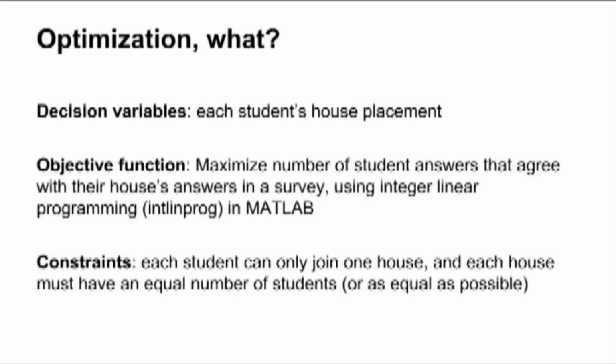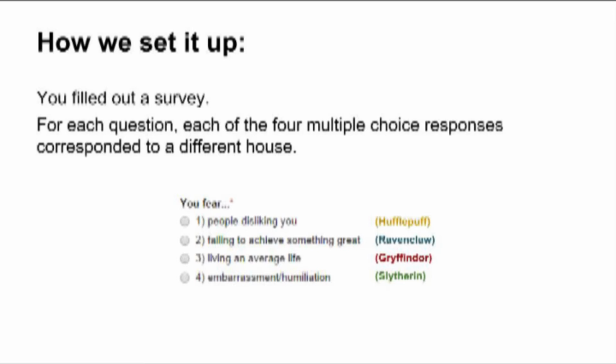So, Mika, how would you frame this as an optimization problem? Well, Nithya, the decision variables would be which house each student was sorted into. The objective function would be to maximize the students' results in a survey that correspond to their placement into a house, subject to the constraints that each student can only join one house, and each house must have an equal number of students. The way we set this up was we sent out a survey, and each answer of the survey corresponded to a particular house. And in the example, it shows which answer was for which house.